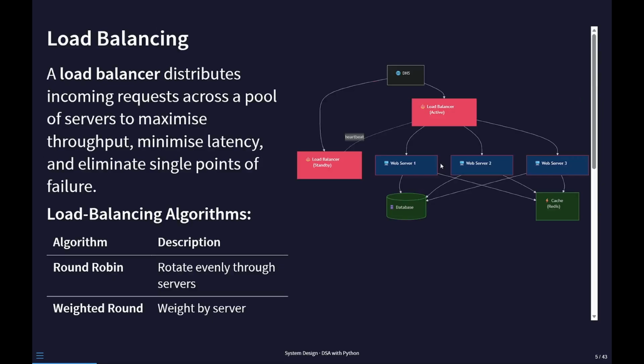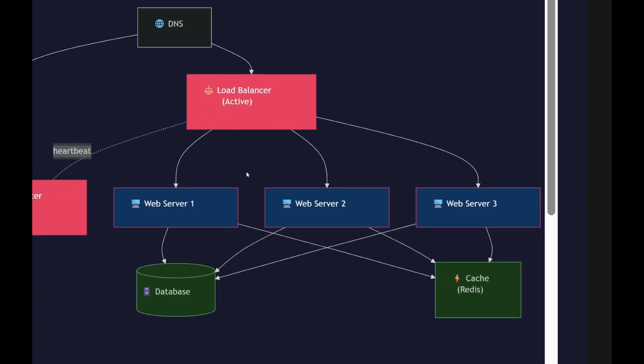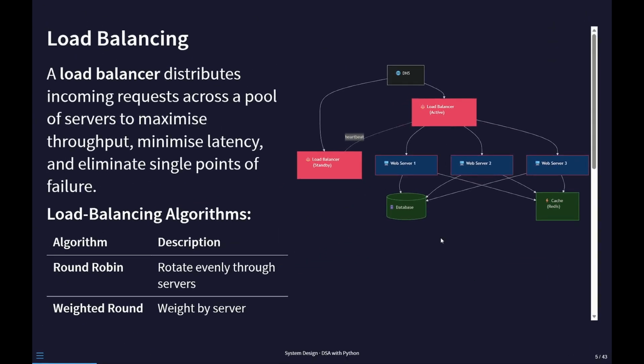The diagram shows a production-grade setup, an active/standby load balancer pair, so the load balancer itself is not a single point of failure. The active one sends heartbeat signals to the standby. If the active fails, the standby takes over. Behind the load balancer sit your web servers, and they share a database and a cache layer.